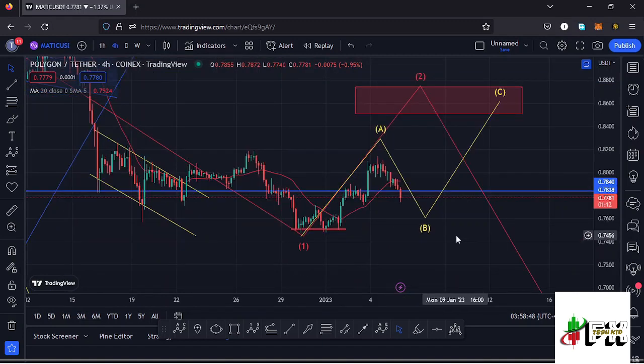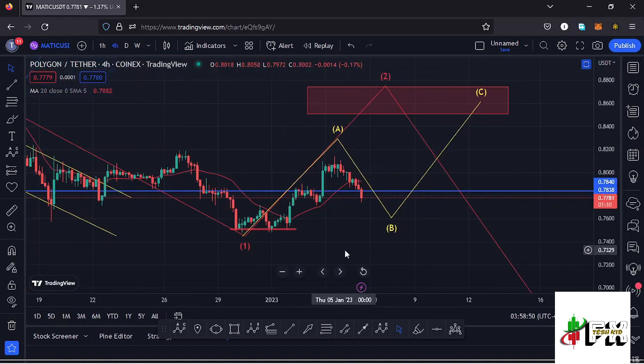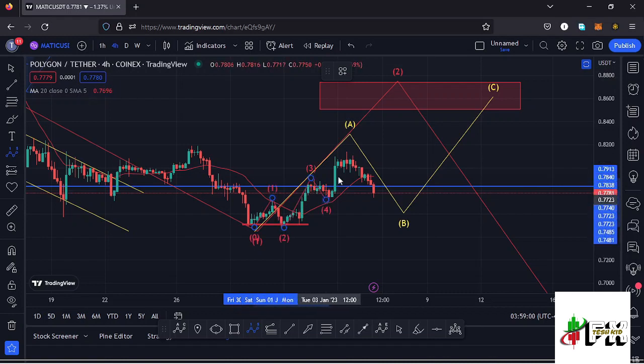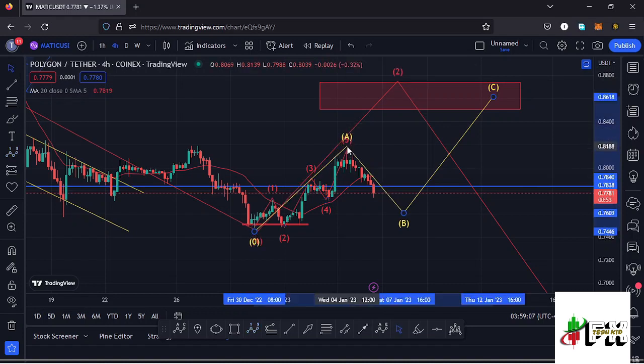And because a wave A is an impulsive wave, we also expected to see a 5-wave structure within the formation of that wave A to the upside, and we are also seeing such a structure right here, having this as the first wave, then a wave 2, then a wave 3, then a wave 4, and then a wave 5 making its peak at around the $0.81 mark and completing the formation of that wave A to the upside.